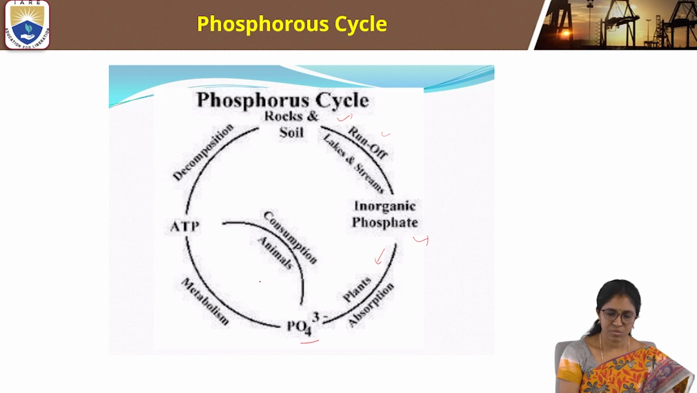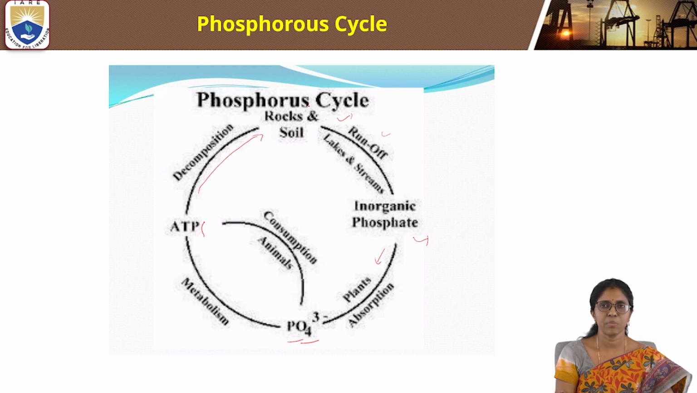This is used by plants, and is used to form ATP. If they die, decomposition takes place again, and it comes back to the rock state. So this is the phosphorus cycle.